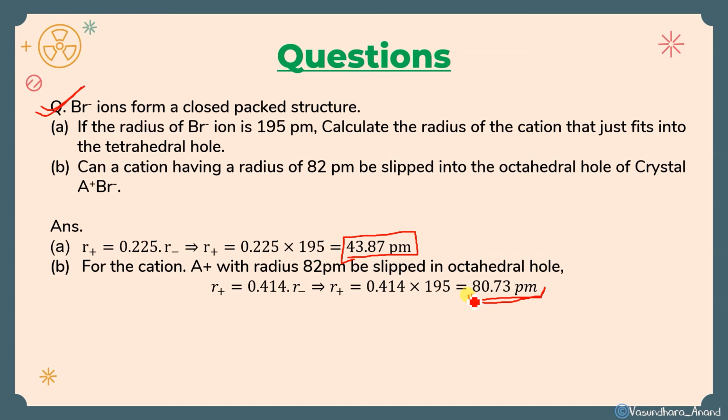Either a cation of 80.73 picometer will go inside it or one of smaller size, but the radius being given to you is 82 picometer. That means it is bigger than the size of the octahedral void, octahedral hole. So that means, can it fit into that? No, it cannot fit into that. It cannot slip into that octahedral void. Clear? The cation is bigger, so it cannot fit.